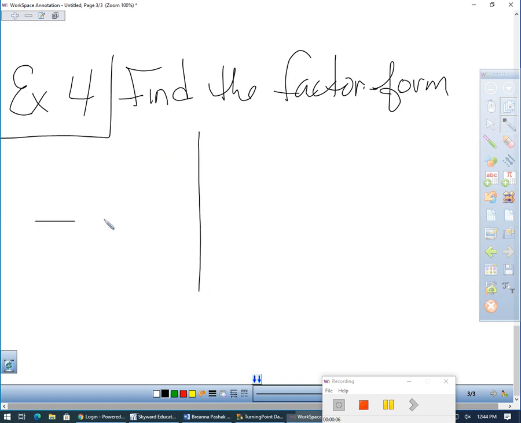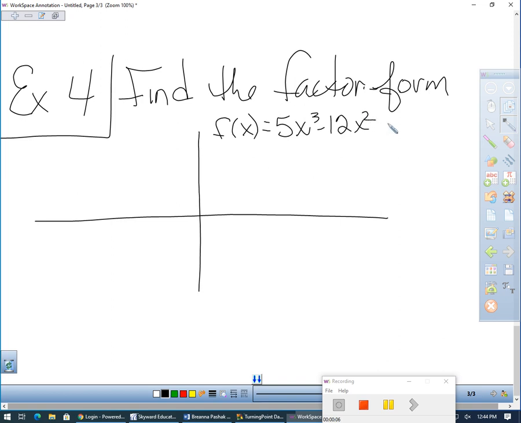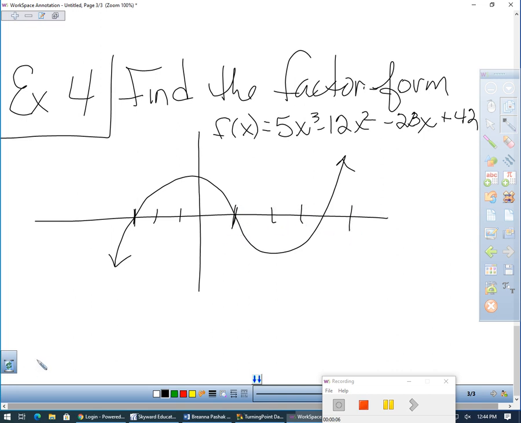So let's say we have a graph, and it tells you that your original function is f of x equals 5x to the third minus 12x squared minus 23x plus 42. Okay? And it's going to give you a picture. So let me draw a picture up here. And maybe this crosses at exactly -3, exactly at 1, but then it crosses somewhere between 3 and 4.